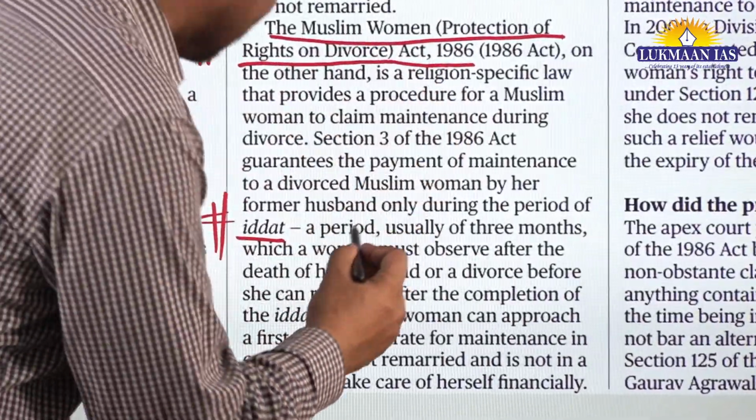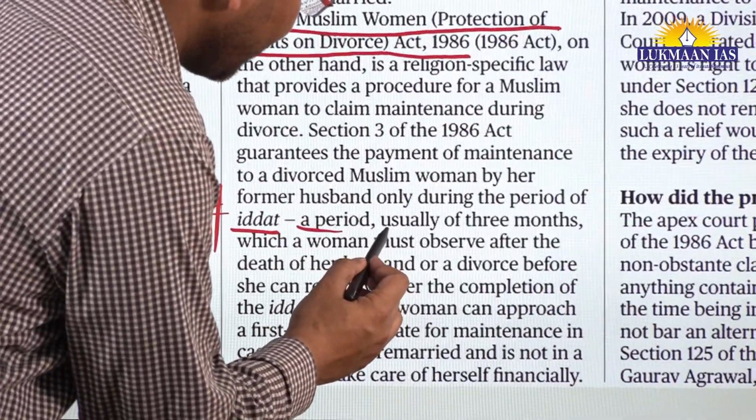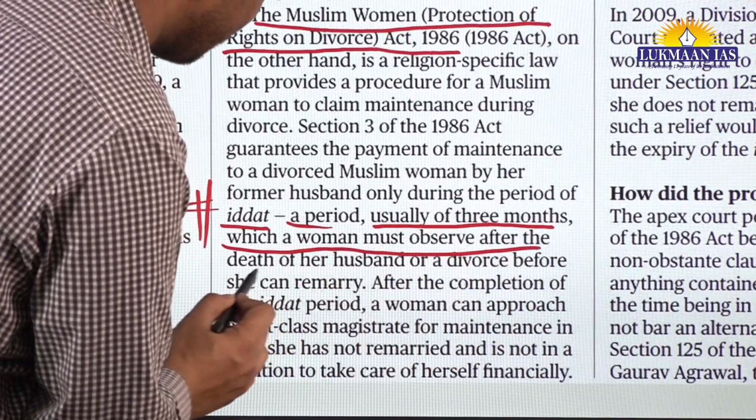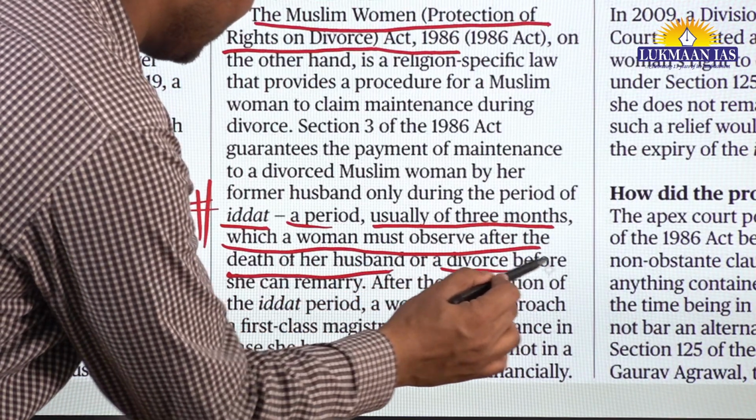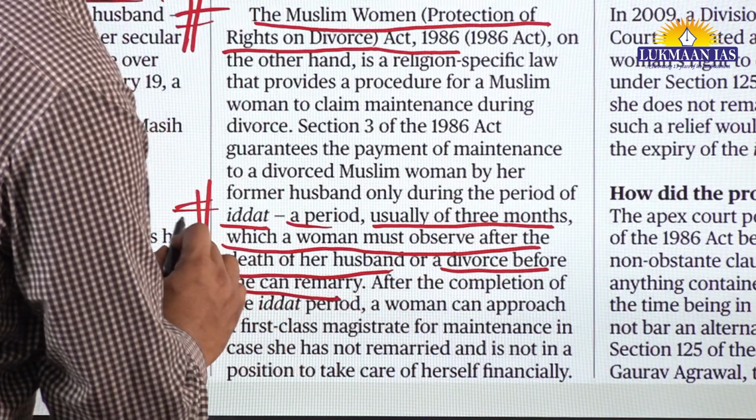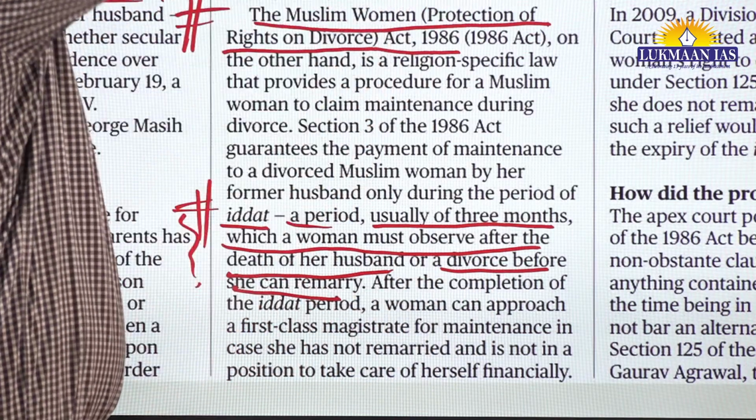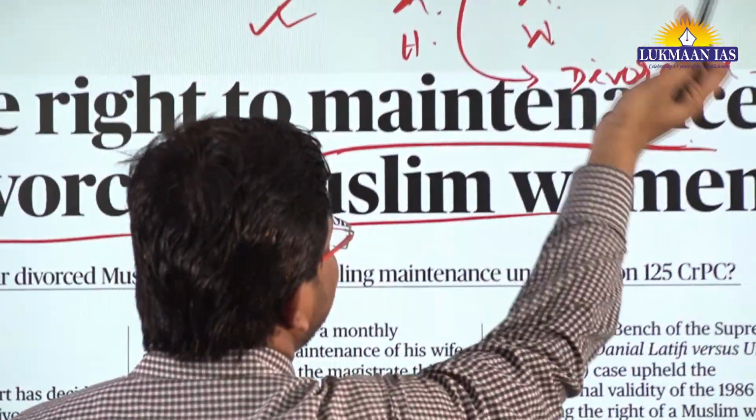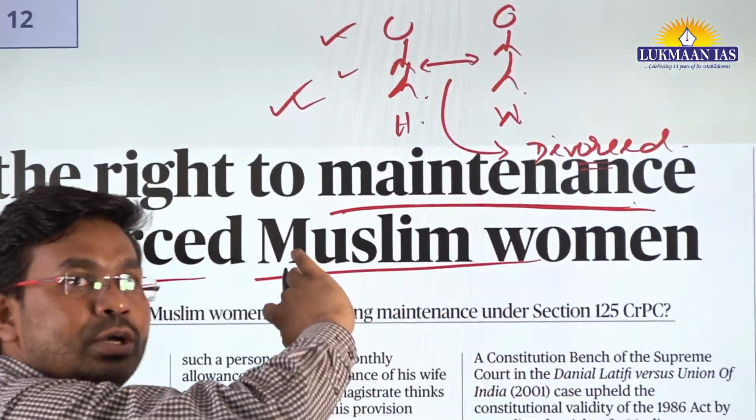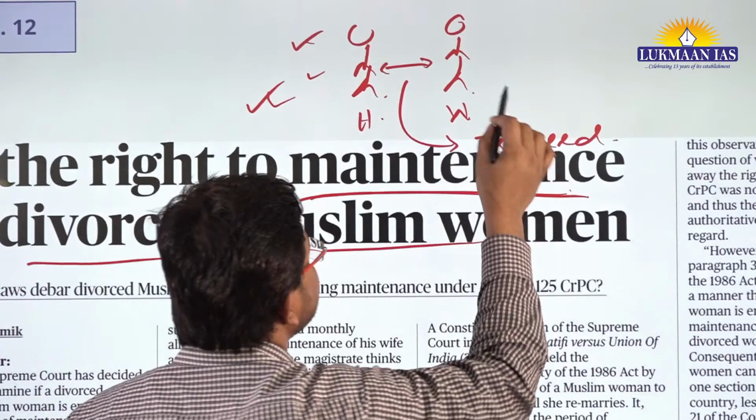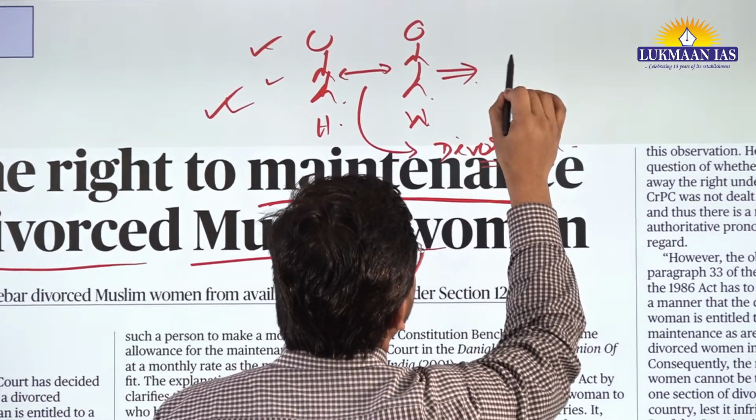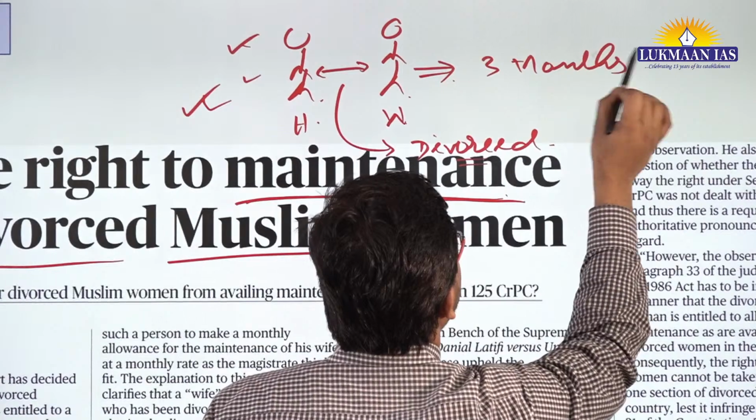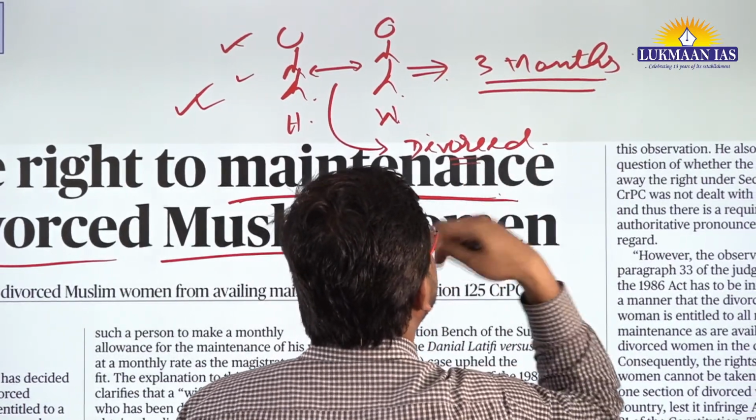Iddat is a time period, usually of 3 months, which a woman must observe after the death of her husband or divorce before she can remarry. So we earlier discussed that there is a husband and a wife, and they get divorced. After divorce, the wife has to mandatorily wait for 3 months before she can remarry.